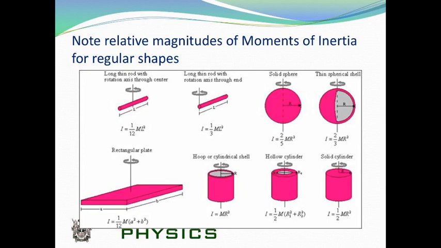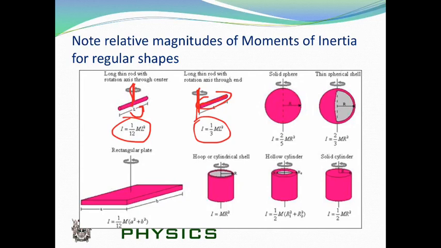So this is a little chart that shows you moments of inertia of some familiar objects. If you have a rod of length L and a mass M, and you rotate it around its center, its moment of inertia is 1/12 mL squared. If you want to rotate the same rod around its endpoint, it has a moment of inertia of 1/3 mL squared. And if you know your fractions, then you know that 1/3 is 4 times as big as 1/12.